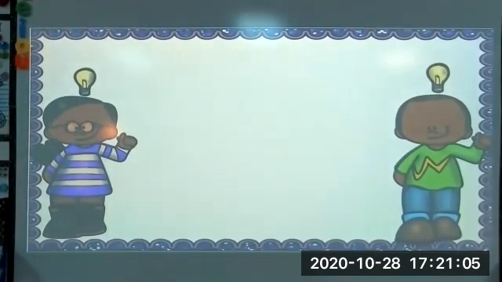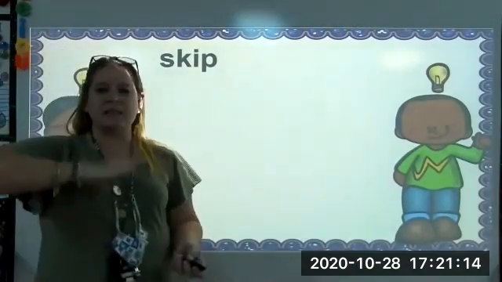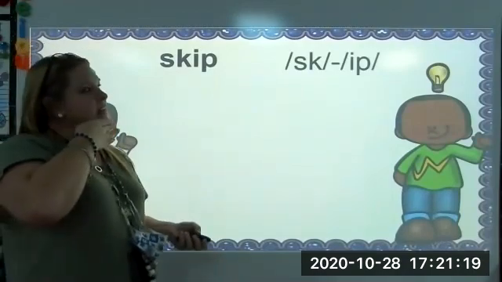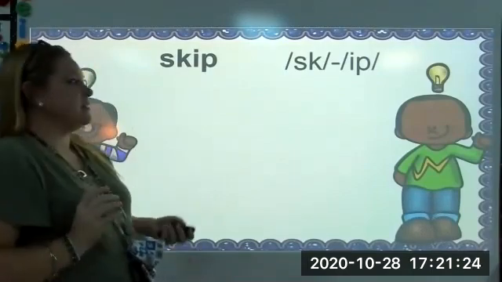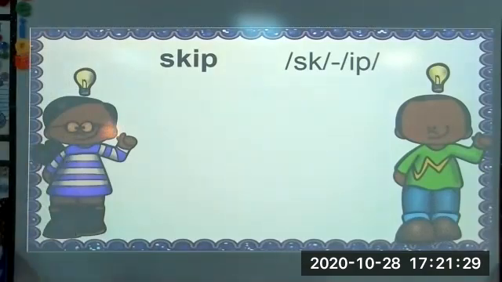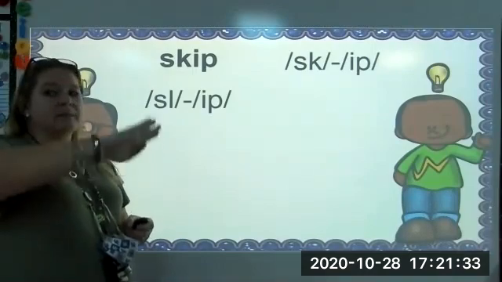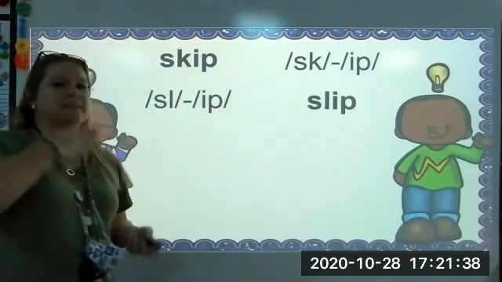Next sentence is, "Skip down the street to get some ice cream." Skip is the word on the curve. The onset part is the sk, and the rhyming part is ip. Sk, ip. I don't want it to say k anymore though. I want it to say l, sl, ip, slip. So my new word on the curve is slip.